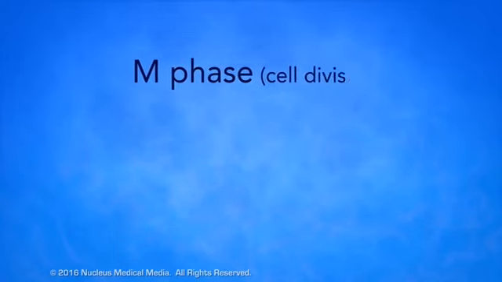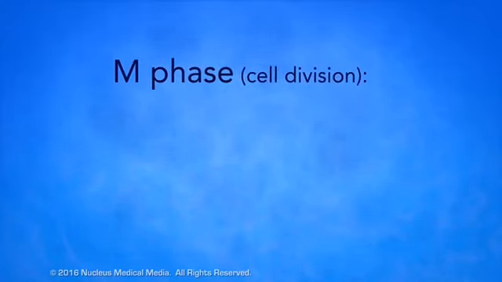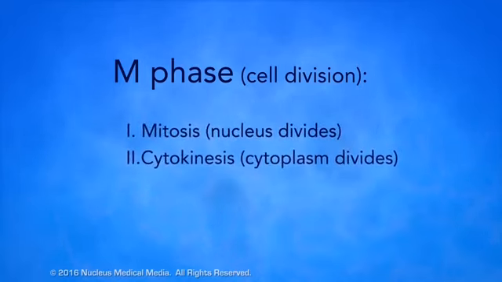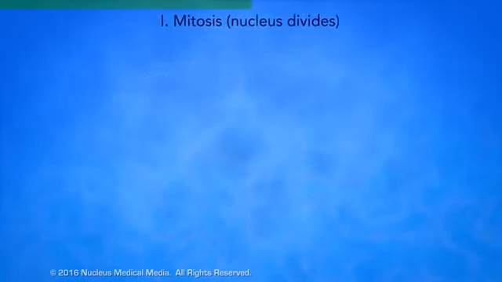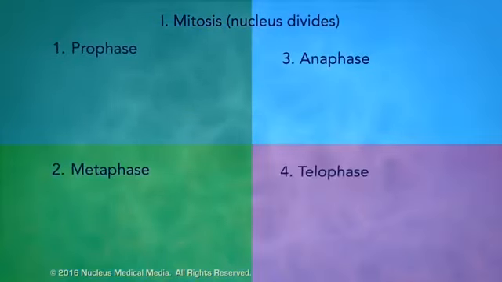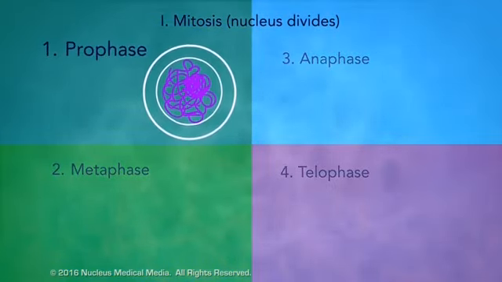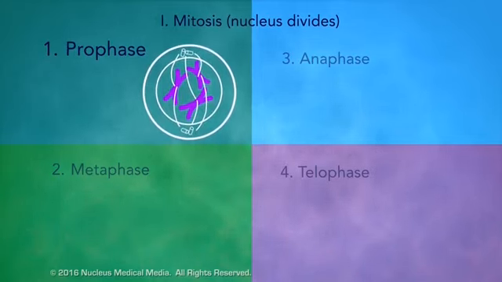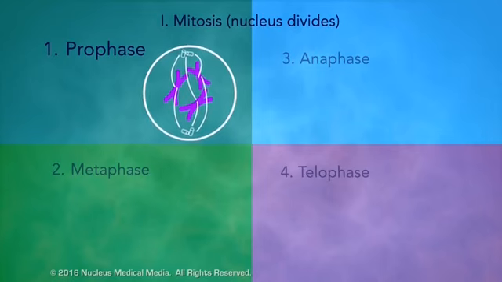Here are the key points to remember. The M phase is the 4th and final phase of the cell cycle. During the M phase, cell division occurs through 2 processes: mitosis, when the nucleus divides, and cytokinesis, when the cytoplasm divides. Mitosis has 4 phases. During prophase, chromatin condenses into chromosomes, spindle fibers form, and the nucleolus and nuclear membrane disappear.